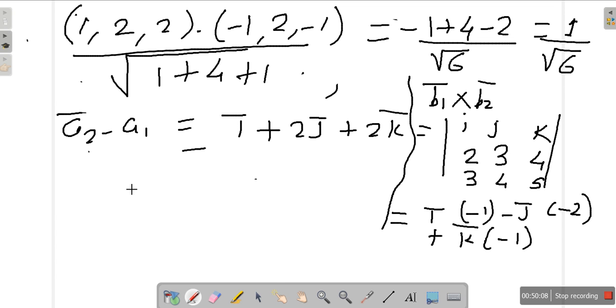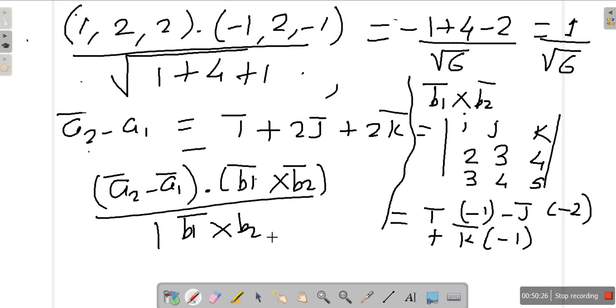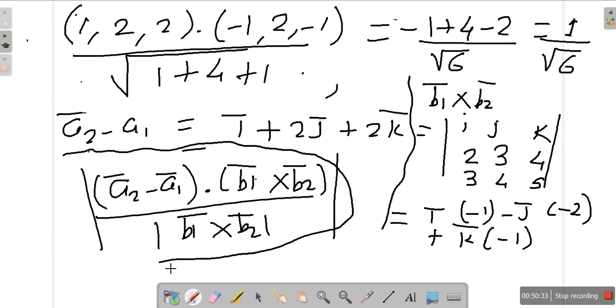What is the formula we have used here? Let me repeat. A2 bar minus A1 bar dot B1 cross B2 upon mod, that is the magnitude of B1 cross B2. This is the formula we have used for the shortest distance between two lines which are not parallel.